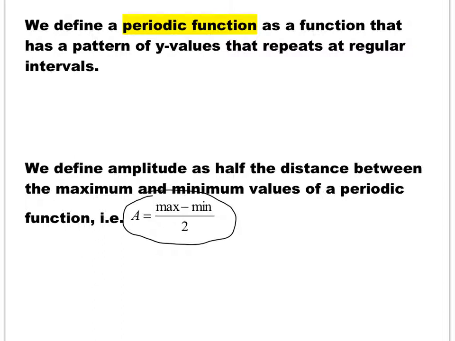Now, the amplitude of a function, remember, is a positive number. This means that, for instance, if I give you the function -2 sine x, do not tell me the amplitude is -2. Amplitude is the absolute value. So you have to say the amplitude is 2. Amplitude is never negative.